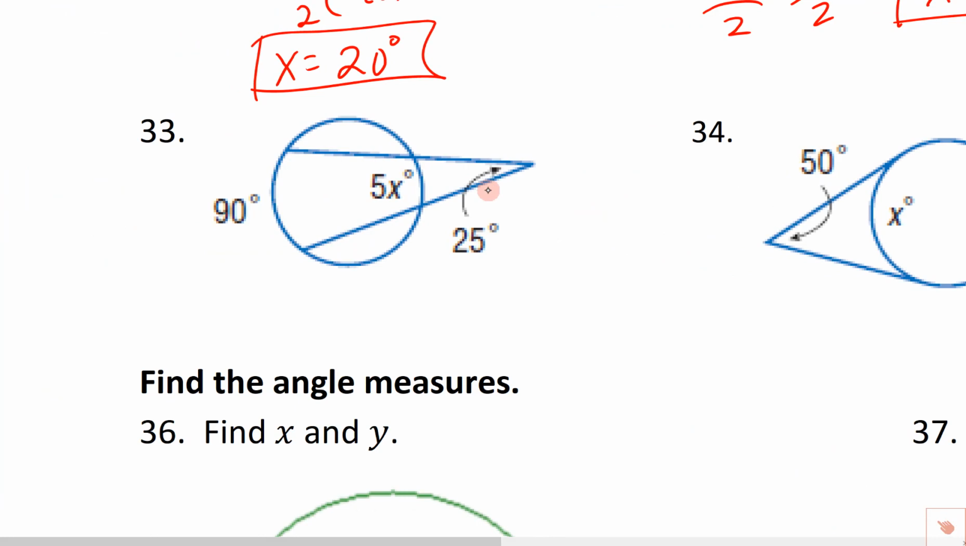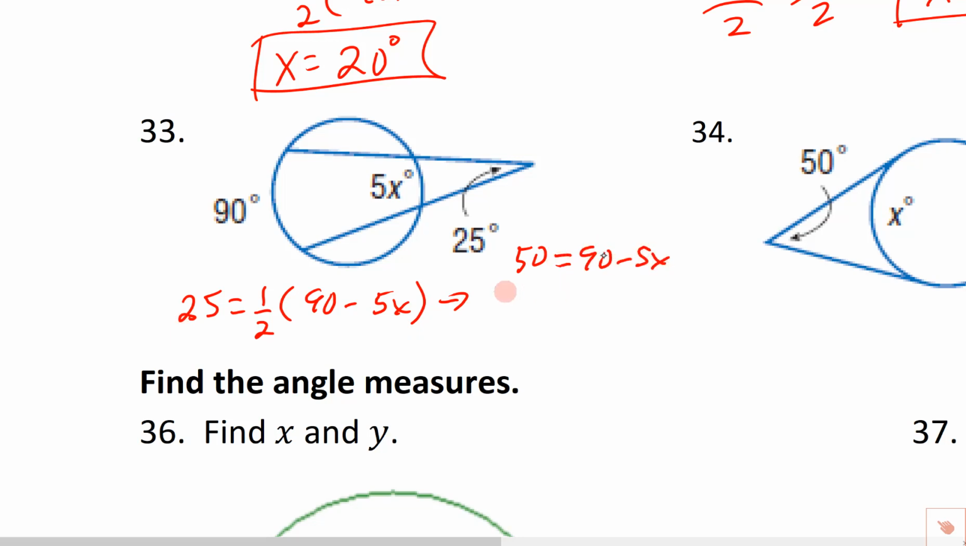Again, exterior angle. Man, lots of exterior angles on this one. This one's going to be 25 equals 1/2 of, the big one's going to be 90 minus the small one, which is 5x. So this is going to lead me to 50 when I multiply both sides by 2 equals 90 minus 5x.